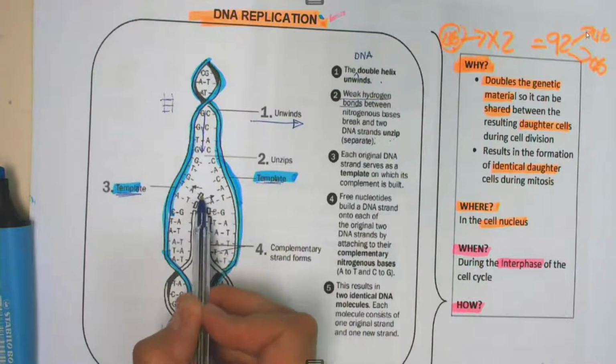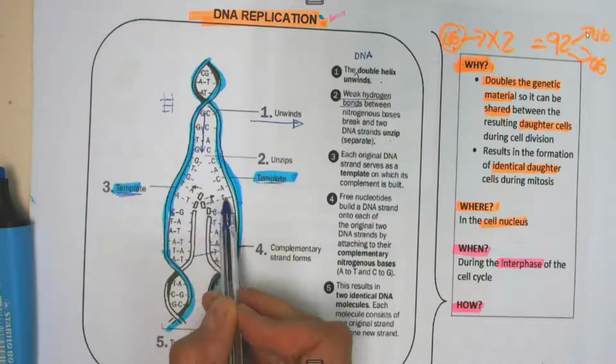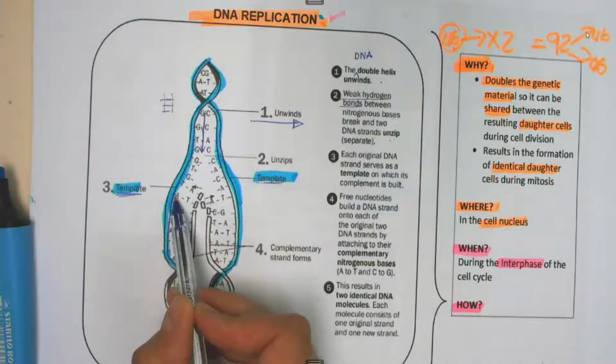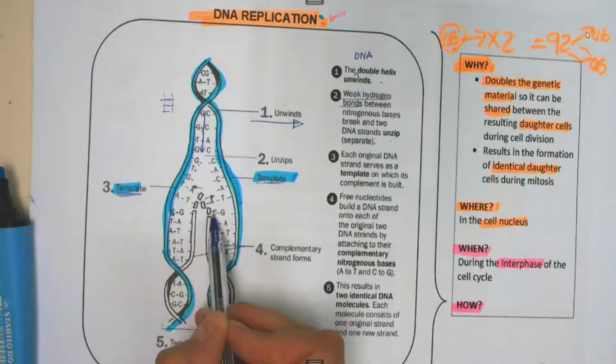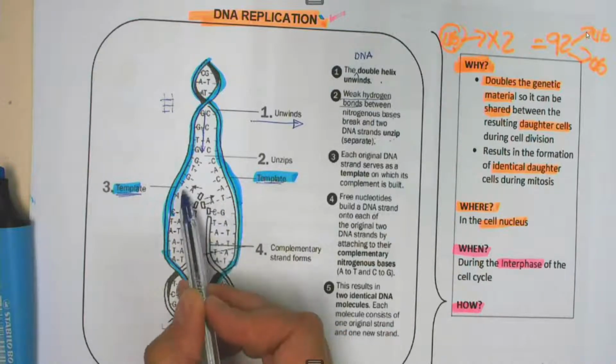Here you can see already. Here's the adenine coming for the thymine, the same on that side. Here we have a thymine coming from the adenine, and here there's a cytosine for the guanine. So they're going to start to combine, and they're going to form weak hydrogen bonds here again.